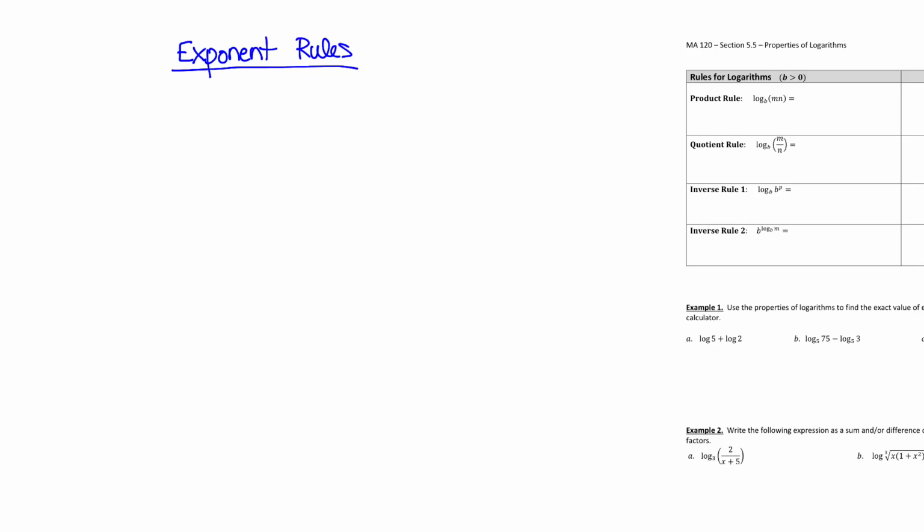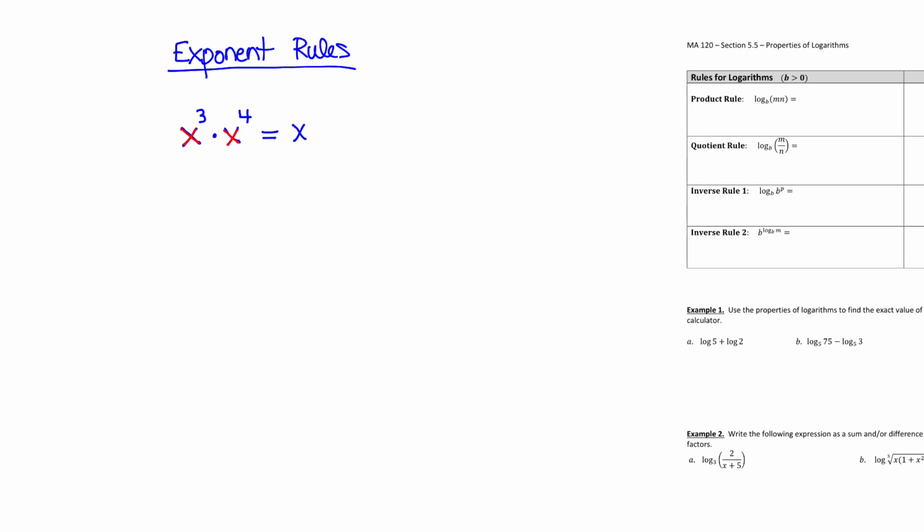So before we start logarithm rules, I want to talk about exponent properties or exponent rules. The very first rule that deals with exponents is if I have two exponents that share a common base, how can I put together those exponents? I add them. So if I have x cubed times x to the fourth, I can add those exponents, and that gives me x to the seventh. Does that make sense to everybody?